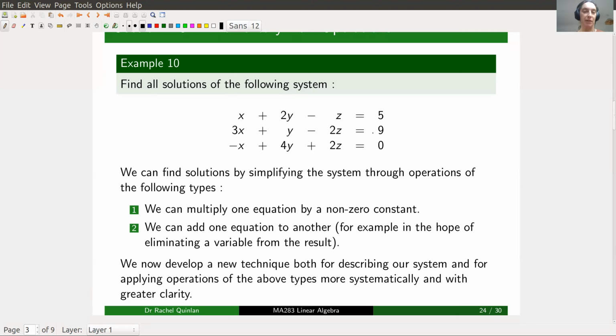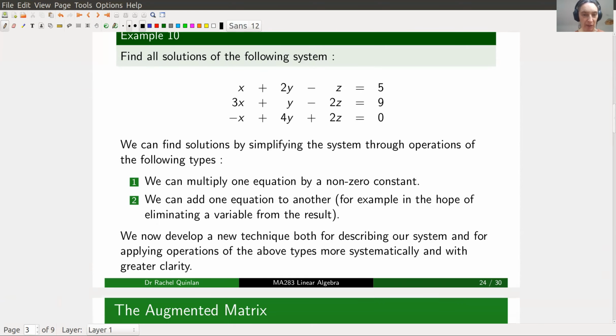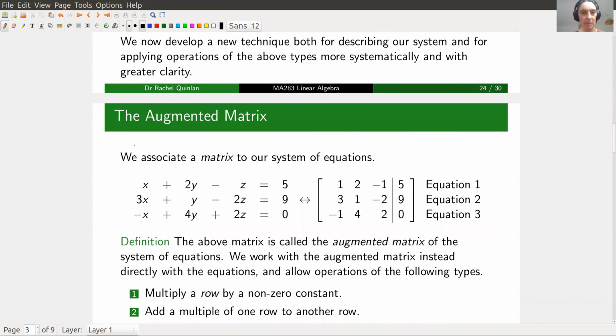So that's why it's considered to be a reasonable thing to do. What we're going to do now is develop a systematic technique for describing our system of equations and for applying operations only of these types, nothing more involved than that, but in a systematic and hopefully clearer way that will allow us to attack any problem of this type, either directly by hand or computationally if it's too big to attack by hand.